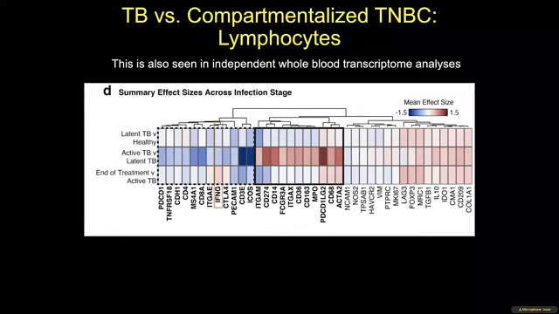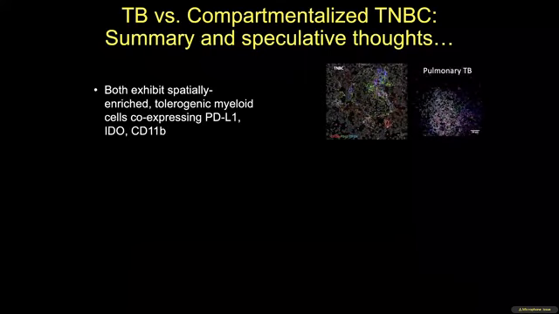And so some of the things that we're thinking about, in summary and wrapping things up here, is that in this example of what we're calling comparative immunology, if we compare two things that are very different but seem to have spatial and phenotypic overlap, what do we see that's similar? So both seem to exhibit these spatially enriched tolerogenic myeloid cells that co-express these markers that have been associated with almost MDSC-like cells.